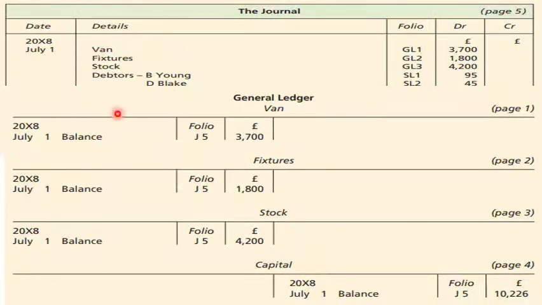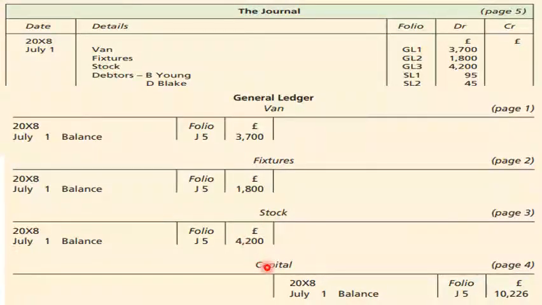We have the journal proper here, then we've got another table here called the general ledger. So we're going to start now with opening the accounts for all the assets, which is step 2. The first 3 assets we have are van, fixtures and stock. The van we write on the debit side, so the details will be balanced. Fixtures, debit side, details, all of them are going to be balanced. Stock, we're going to have stock here.